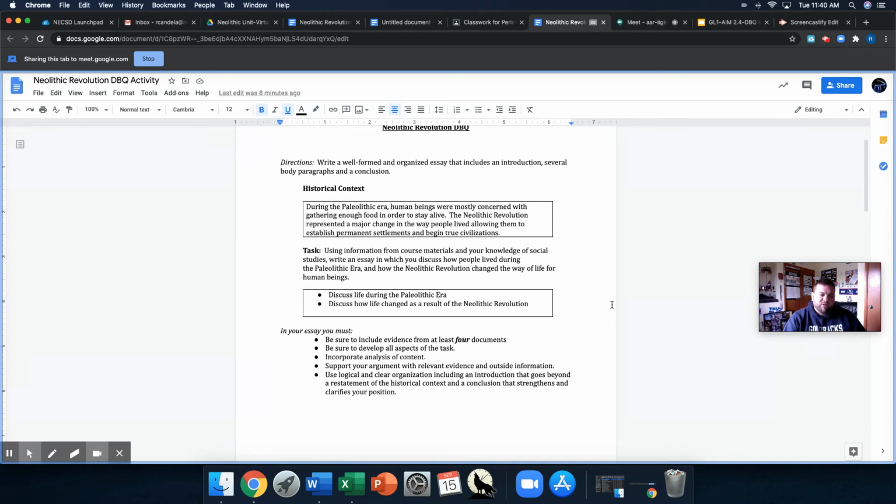That's the important part. If you choose to use 2 different pieces of evidence from the same document, that only counts as using 1 document. So you need to make sure you're using evidence from at least 4 different documents, okay?